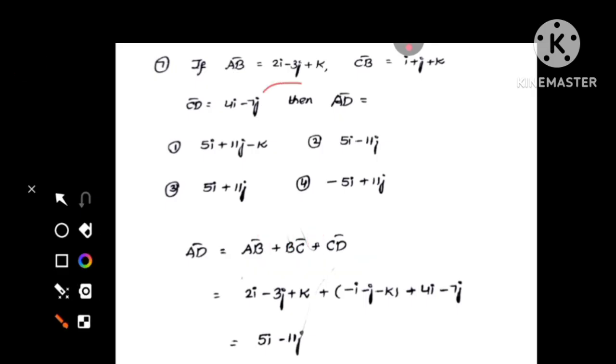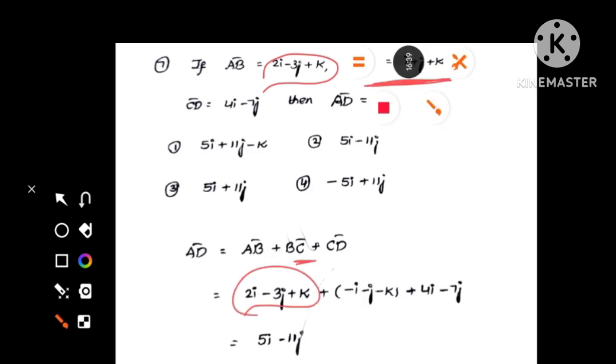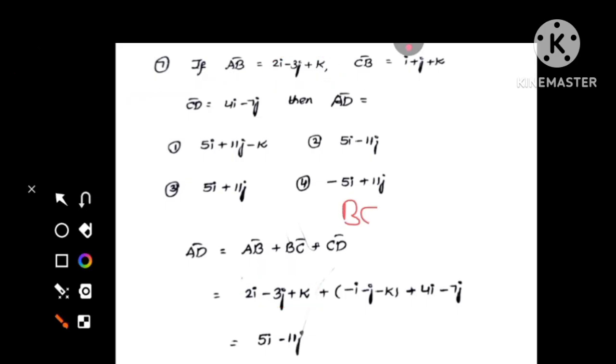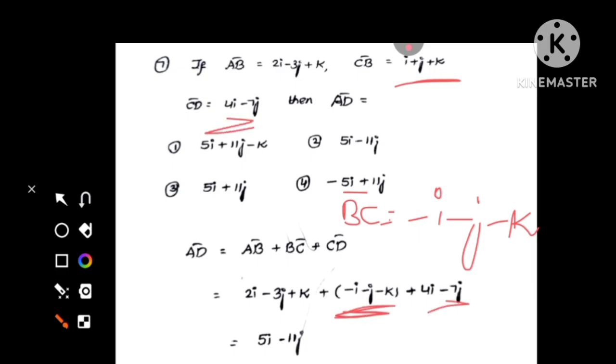What is AB bar given? This vector. But BC bar is not given here. The values of CD bar and CB bar are given. That is, CB bar is equal to this value. Now what is the BC bar value? BC bar is equal to minus of this vector. Apply the minus to all these values, like minus i, minus j, minus k. Okay, this is the value of BC bar. What is CD bar? Replace the value. Now simply add all these values.